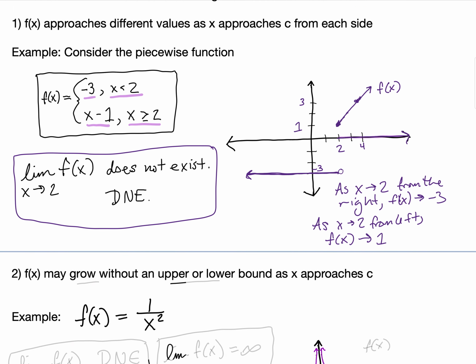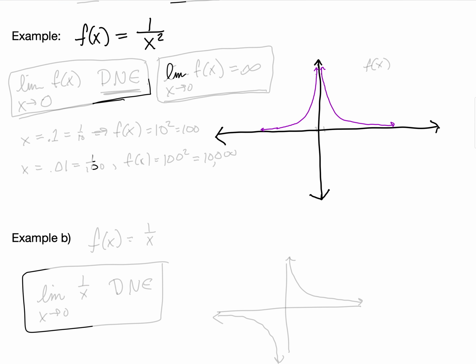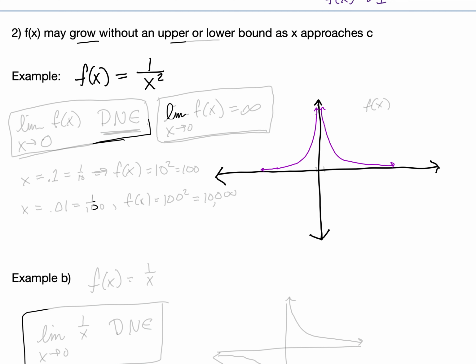Another situation in which the limit may not exist is if the output of a function grows without an upper or lower bound as x approaches the value c. So one example would be the function f of x equals 1 over x squared, and f of x is graphed over here, 1 over x squared. So here, the limit as x approaches 0 of f of x does not exist, DNE, does not exist. And the reason is that as x gets close to 0, f of x, 1 over x squared, gets larger and larger and larger and larger.